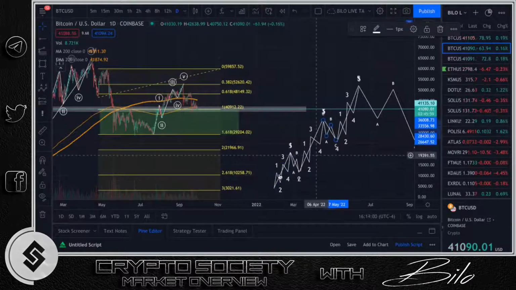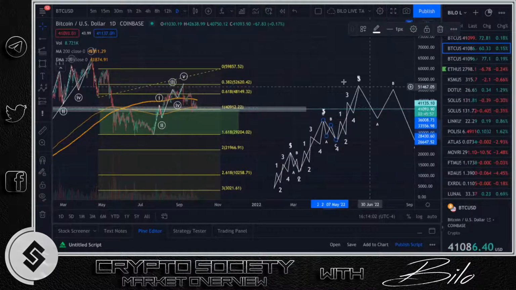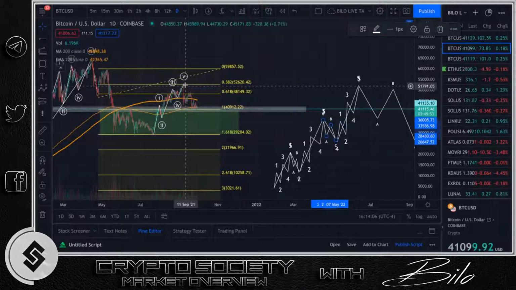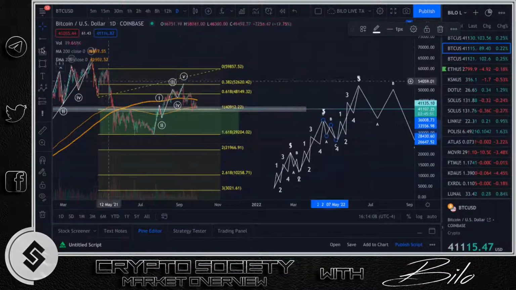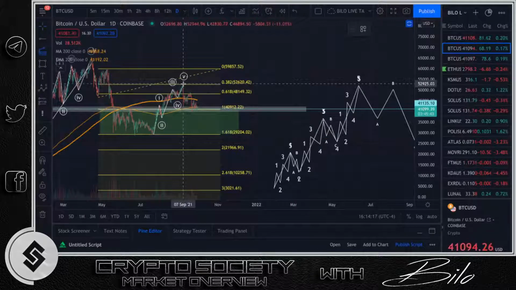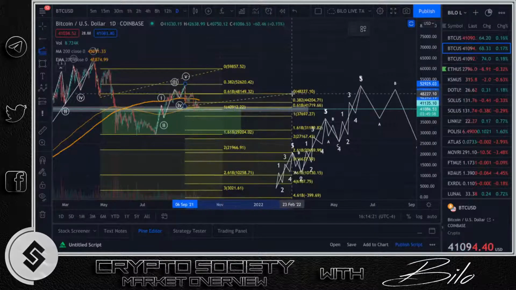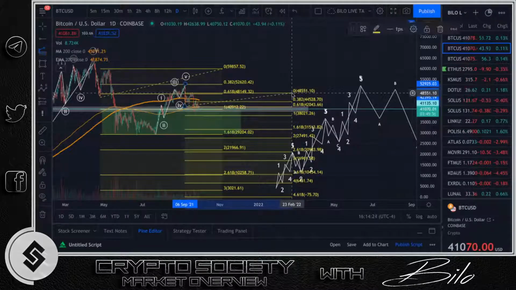So as I mentioned here, after a 1, 2, 3, 4, 5, we have an ABC correction. So here we've had our 1, 2, 3, 4, 5. Well, what comes next is an ABC. So if we do a measurement on the ABC, an ideal target, guys, and it doesn't have to be, it doesn't always work out this way, but an ideal target for an ABC is when you have a Fibonacci extension from A to B to C of 1 to 1.